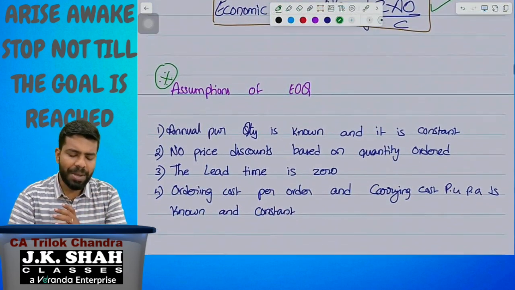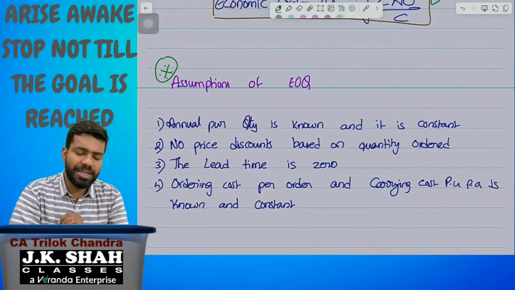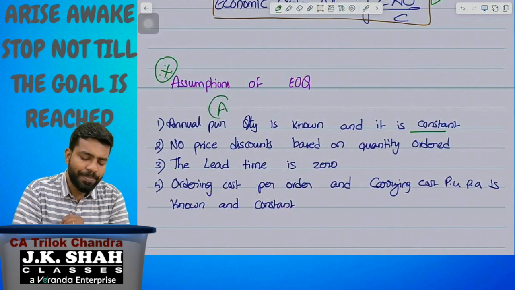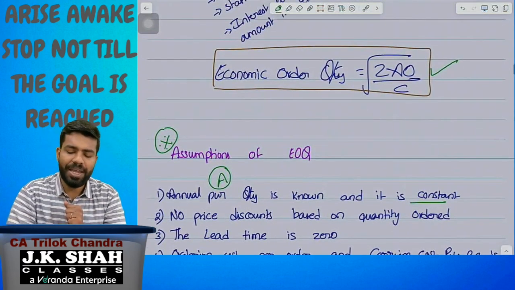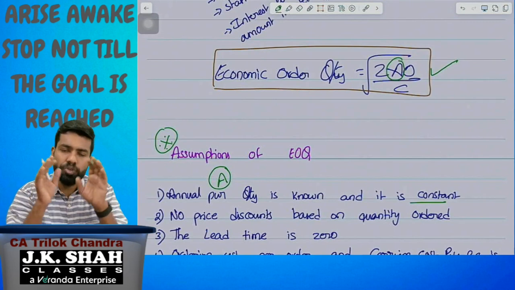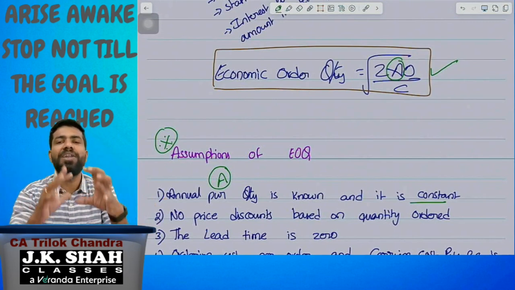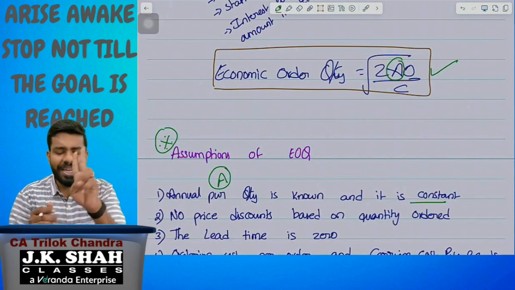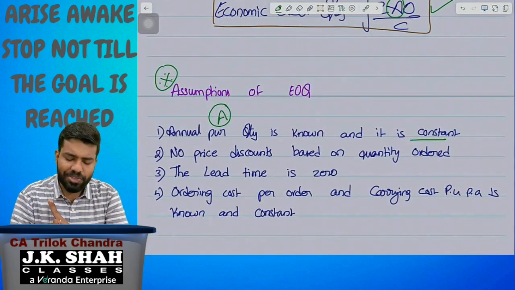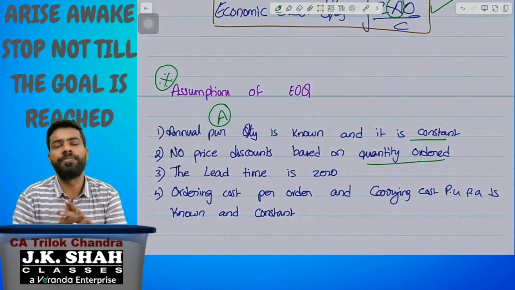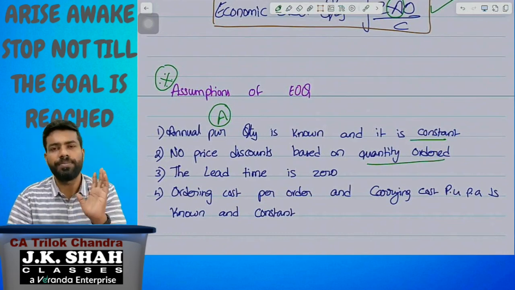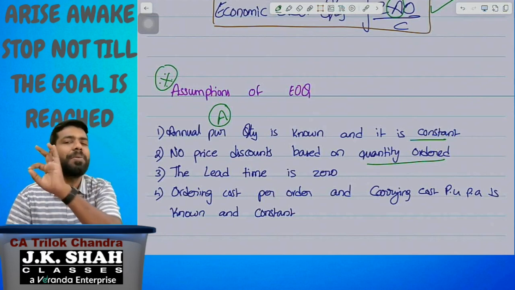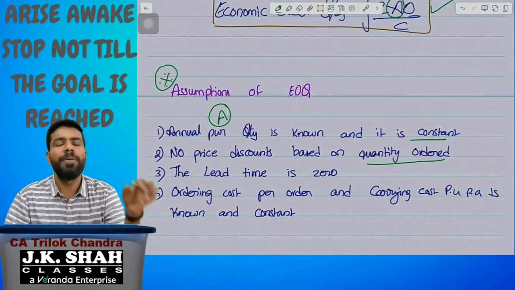What do the assumptions mean? Number one, annual purchase quantity is known and it is constant. Annual purchase quantity is nothing but A. The A which we have taken here is known and it is constant. They assumed the annual purchase quantity will be constant. That is the first assumption. Second assumption, no price discounts based on quantity ordered. However much quantity you order, you may order 1000 kgs or 1 lakh kgs, the price will remain the same. There will be no price discounts based on the quantity ordered.